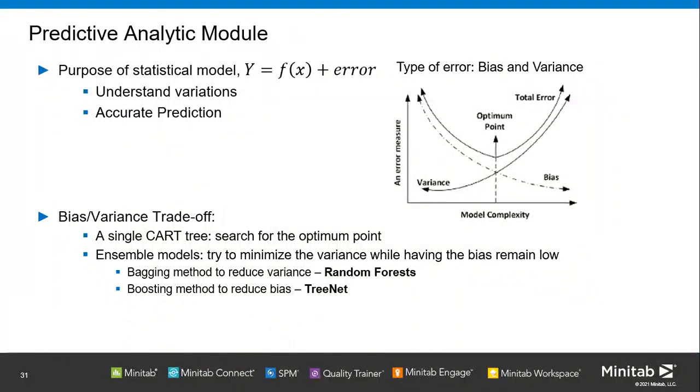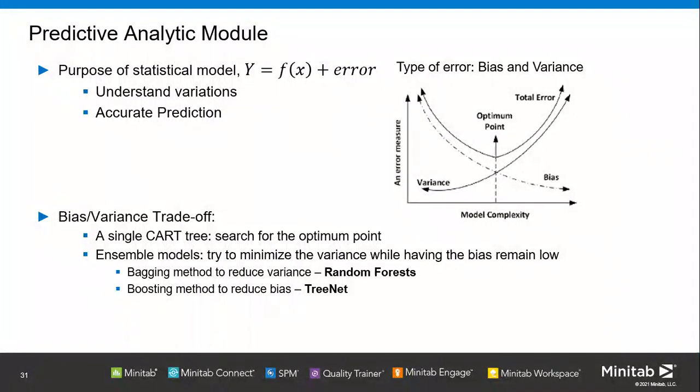To tackle that, we believe that more trees are more reliable than one tree. That's why they came out with the other algorithms. We call them random forest and TreeNet. Based on the equation Y equals f(X) plus error, there is complexity, and we want to balance between the bias and the variance.